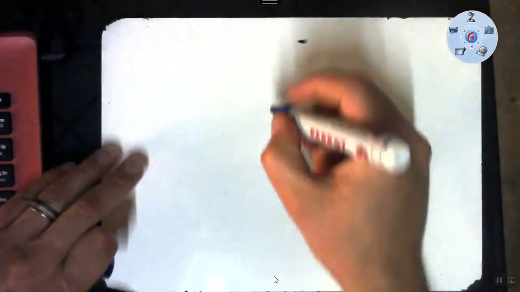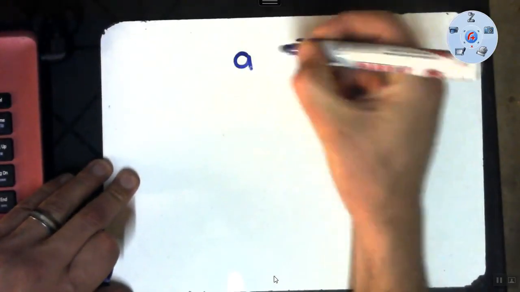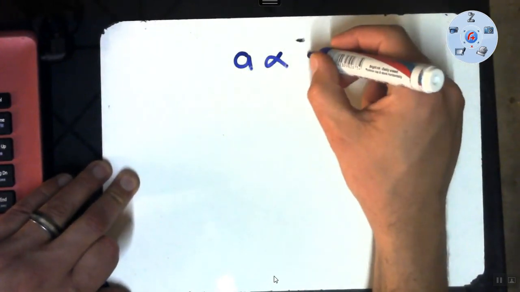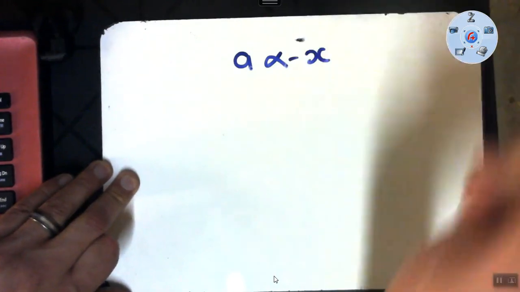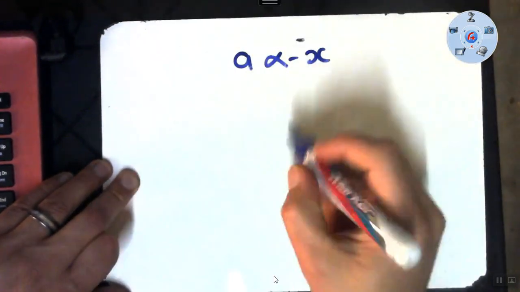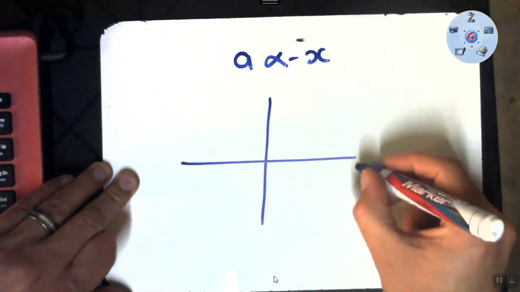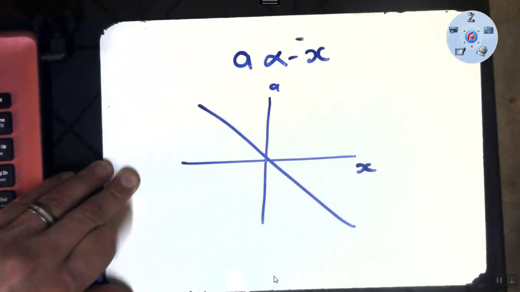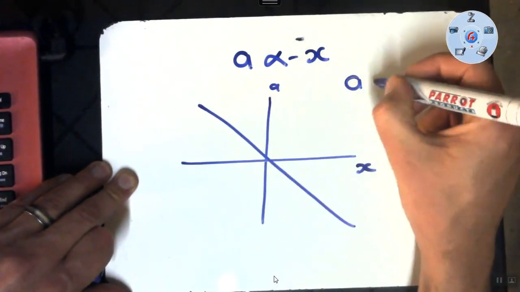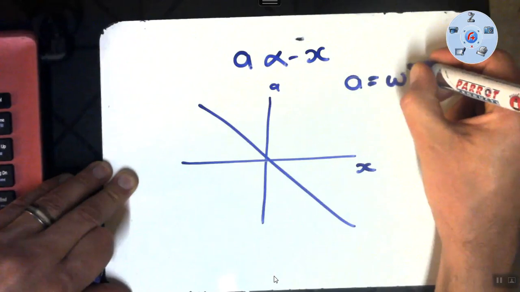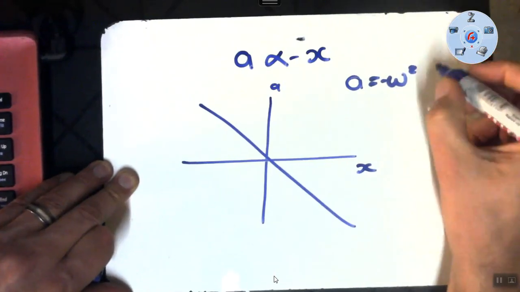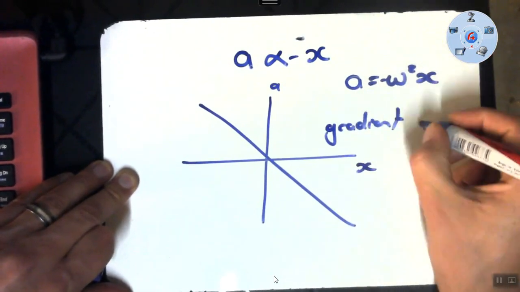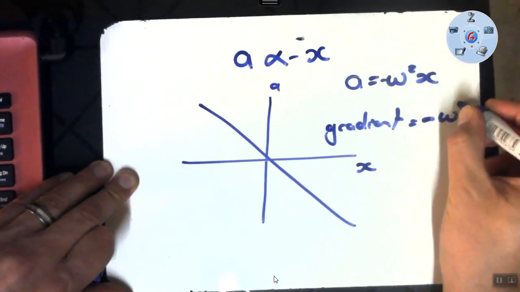There is one last thing also in terms of graphs. We know that in simple harmonic motion, the acceleration is directly proportional to the displacement, but in the opposite direction. So if we draw a graph of acceleration and displacement, the graph would look like this. And we know that the equation actually looks like this when we turn it into an equal sign. So the gradient of this graph is then negative angular velocity squared.